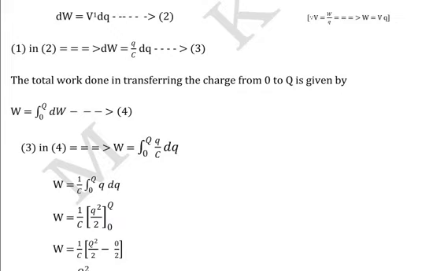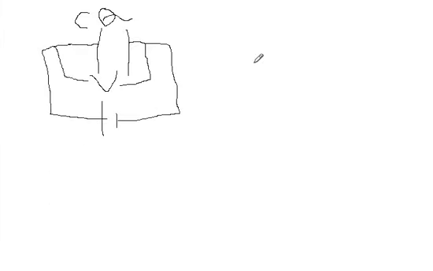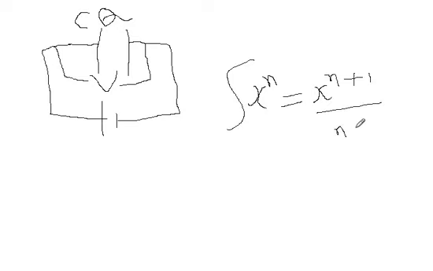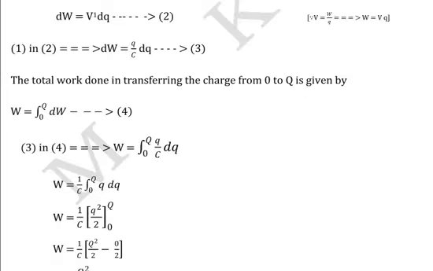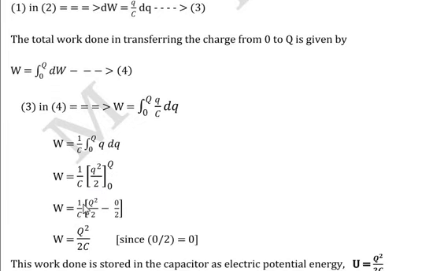If you remember, we had learned that the integral of x to the power of n is x to the power of n plus 1 divided by n plus 1. Now in this situation, what is n? n is equal to 1. So 1 plus 1 will be 2, divided by 1 plus 1 will be 2, between 0 to Q. So W will be equal to 1 by C.